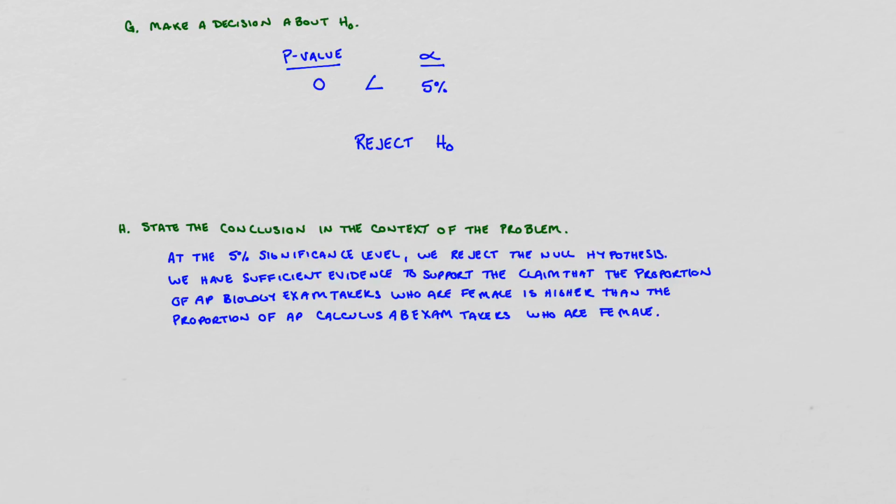Okay, so we should have something along the lines of at the 5% significance level, we reject the null hypothesis. So again, calling out that significance level and just our general conclusion. And then finishing that by maybe referencing your definition for your parameters or going all the way back into the narrative and referencing that final question that was posed to us in order to begin work on the hypothesis test. We have sufficient evidence to support the claim that the proportion of AP biology exam takers who are female is higher than the proportion of AP Calculus AB exam takers who are female.